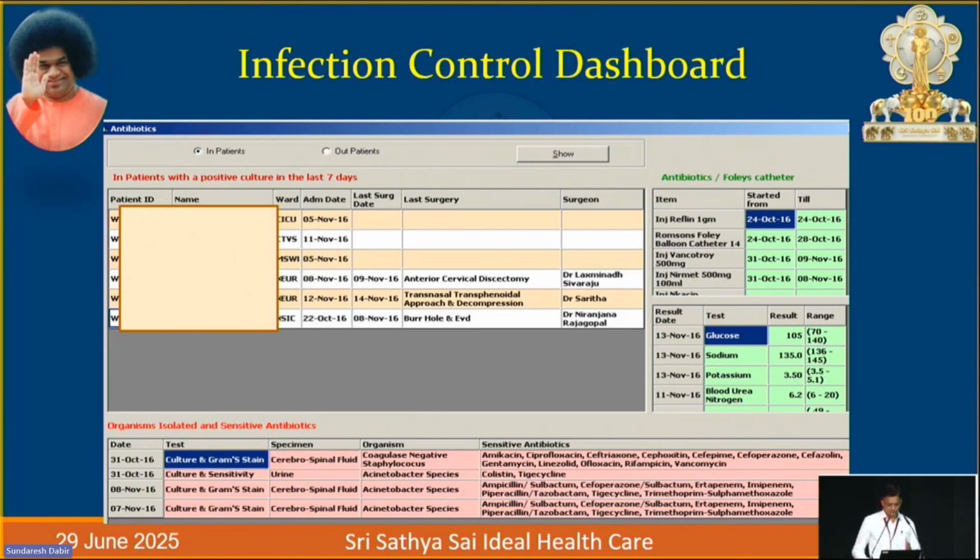What are the various antibiotics the patient is having, the organisms isolated, and which are sensitive and what is resistant to it, and what are the relevant lab values projected parallelly to it for drawing insights. And the relevant information can be gathered by the infection control team to take it further.